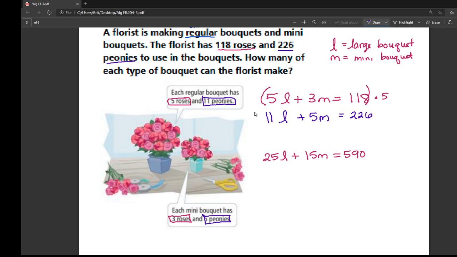Now for my peonies, remember I want to make sure that I have the same coefficient and opposite signs so that I can add. So I'm going to multiply this by a negative 3. So 11 times negative 3 is negative 33L. 5M times negative 3 is negative 15M. And 226 times negative 3 is negative 678.